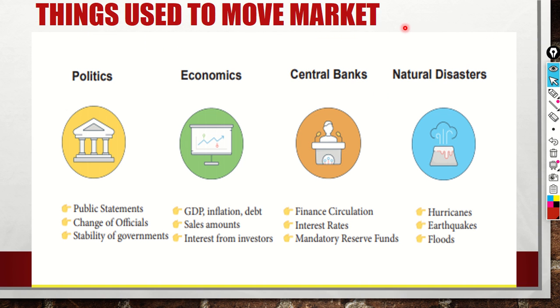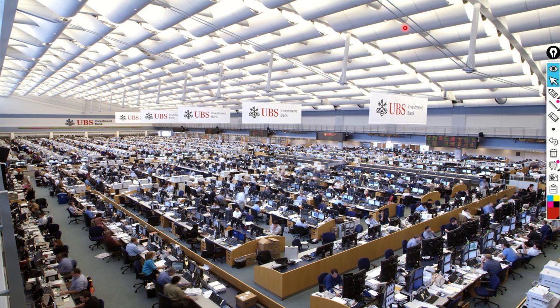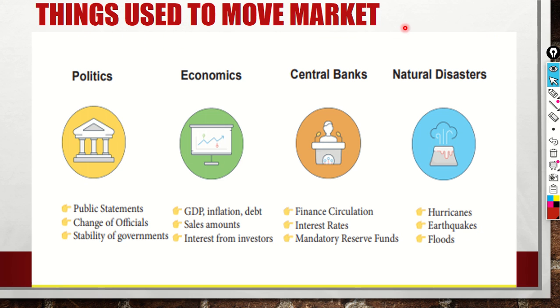So these are the things which the guys use to move the market. These guys are not going to move the market any time they want. They will move it steadily, slowly, but when they need to make some fast movements, they will have to have some reasons backing them. These reasons are used mainly with politics, public statements, change of officials, president coming in, going out, stability of governments, with economics, growth, domestic product, inflation, debt, sales amounts, interest from investors.